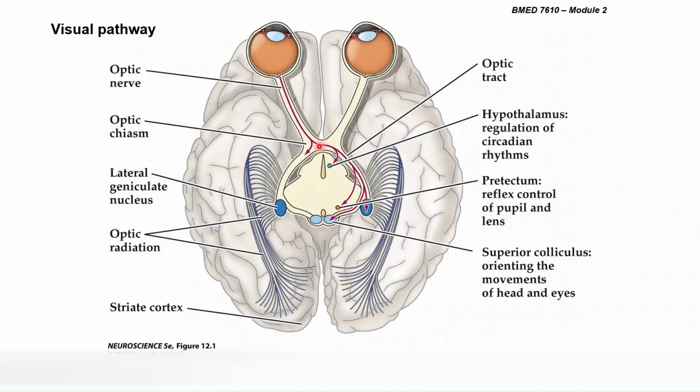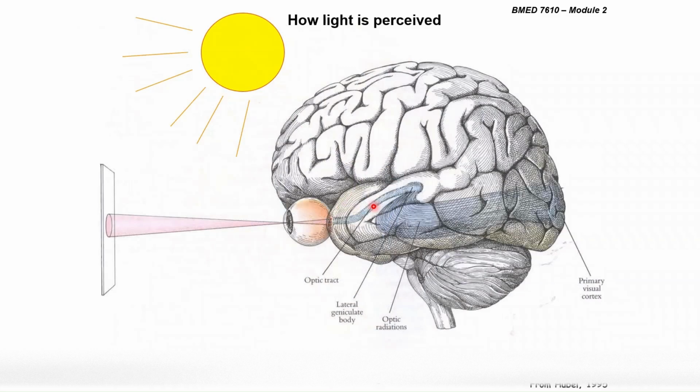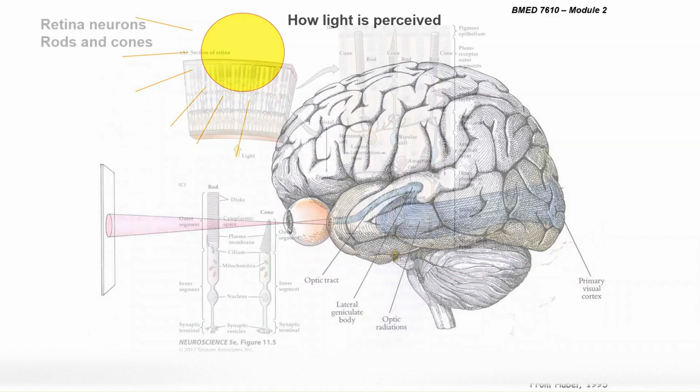So this is the visual pathway that goes from our eyes, and the signal crosses over here in the middle, and they eventually go to this lateral geniculate nucleus, which we'll call LGN. So we see the optic tract, and it follows to the LGN, the lateral geniculate body, and then optic radiation, and it eventually goes to the primary visual cortex.